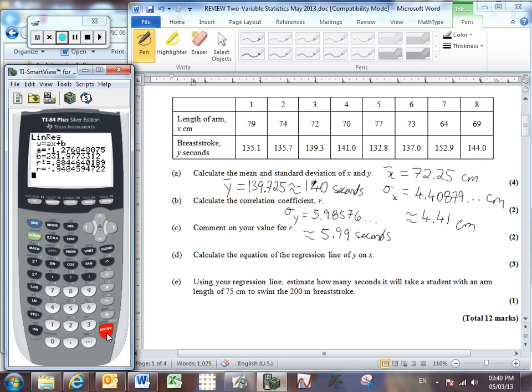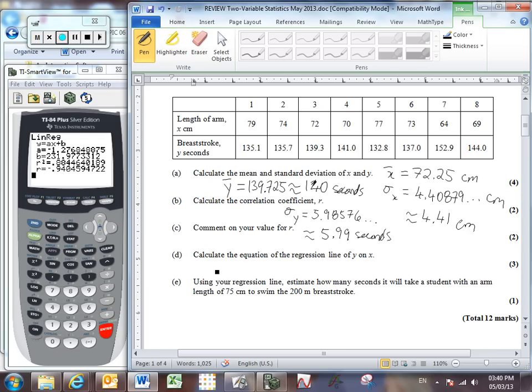At any rate, we can see our equation of the regression line, so I can answer part D straight away: y is equal to ax plus b, so a is negative 1.27684. Let me just immediately round to 3 sig fig. Negative 1.28x, and plus b, and b is 231.9, which rounds to 232.